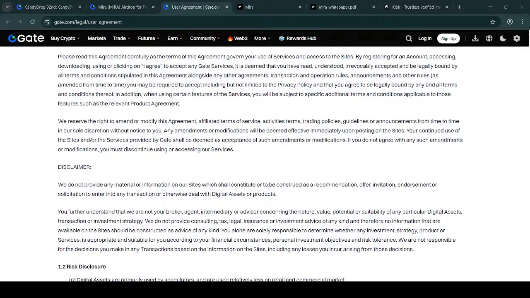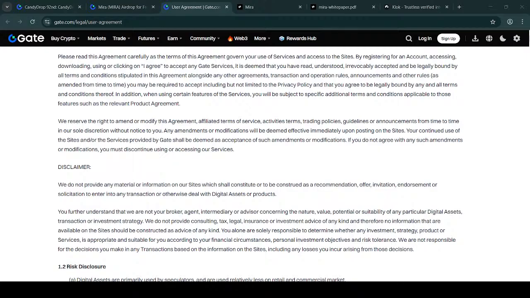Guys, we reserve the right to modify this agreement, the terms of service, the trading policy, guidelines and announcements from time to time at our sole discretion without notice. Any modification will be effective immediately upon posting on the site. If you continue to use this site and service, it constitutes acceptance of the modification. If you do not agree to any modification, you must discontinue using or accessing our service, guys.